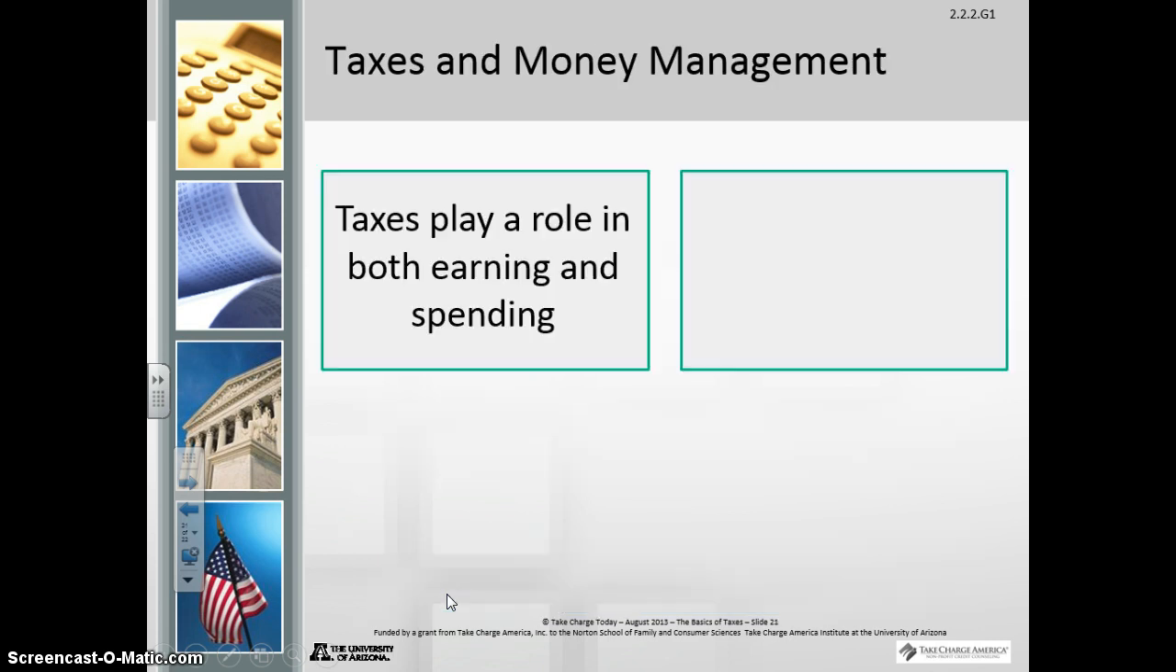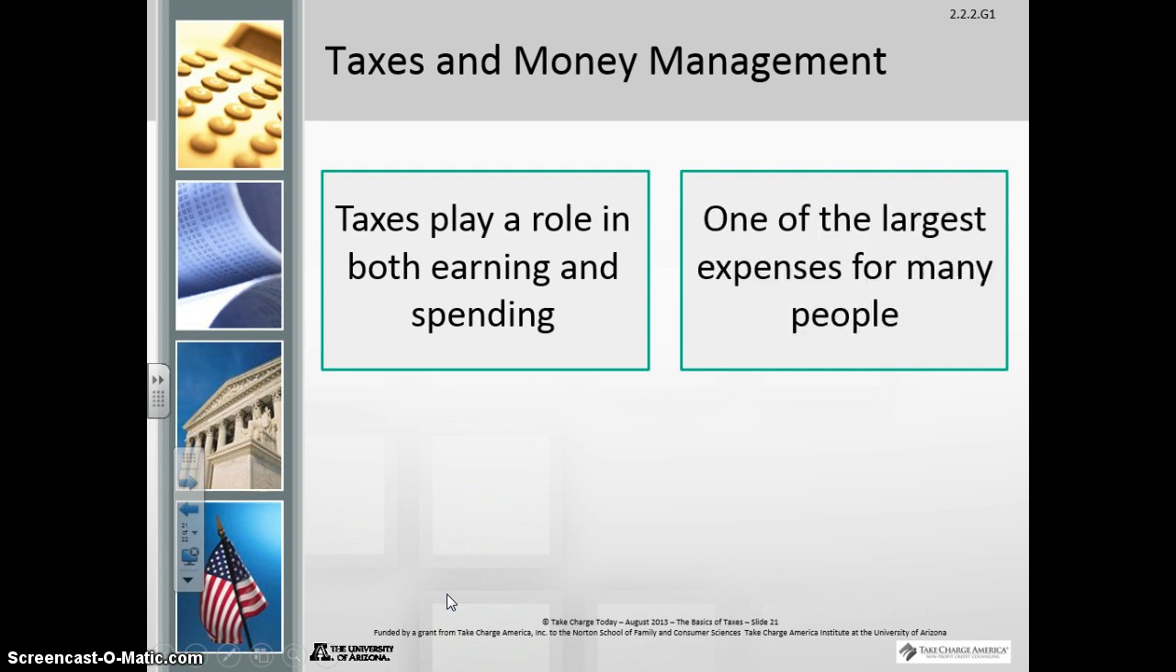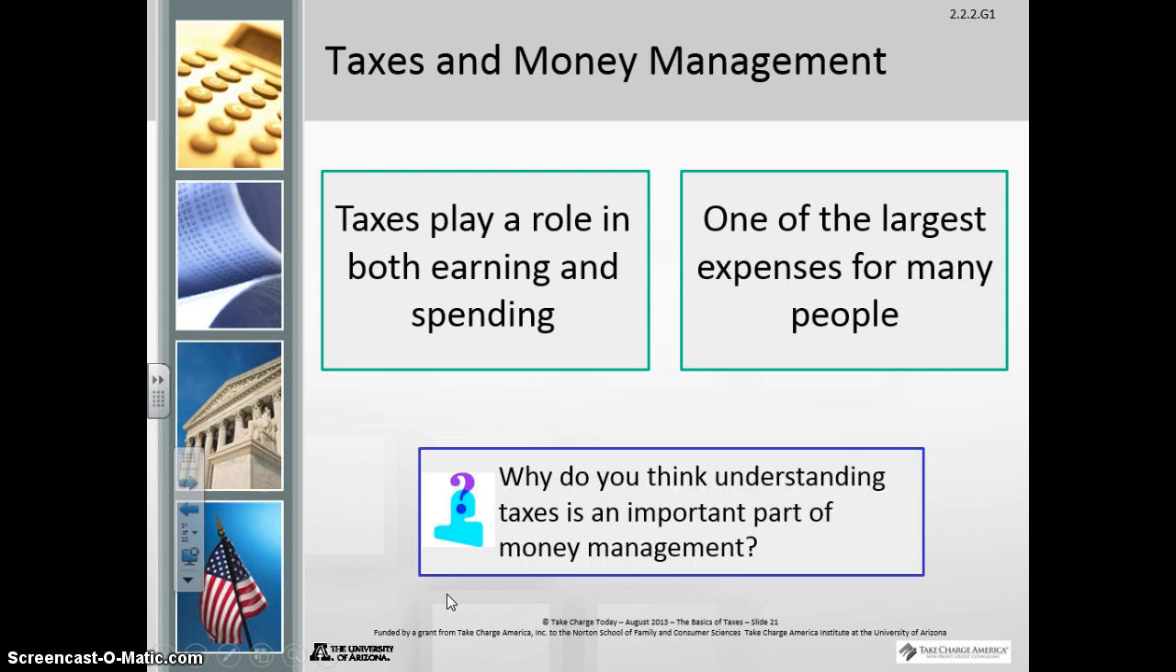Taxes and money management. Taxes play a role in both earning and spending. One of the largest expenses for many people. Why do you think understanding taxes is an important part of money management? Think about that statement, and again, you will be answering that in a bell ringer coming up shortly.